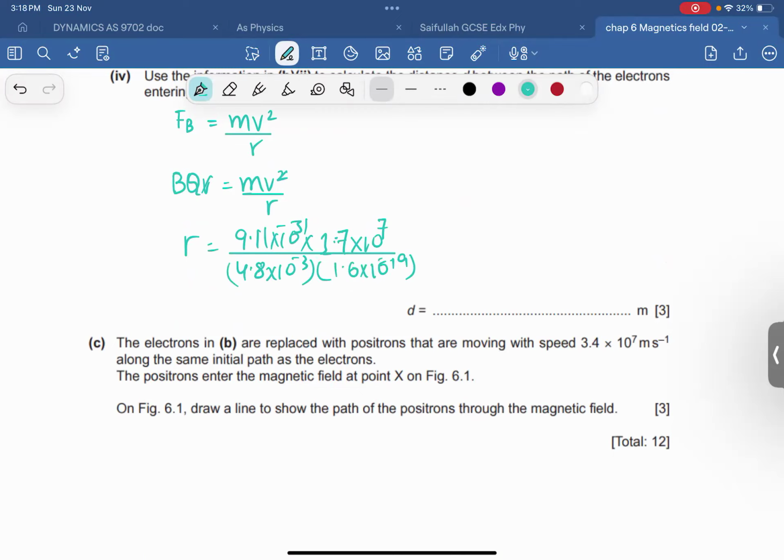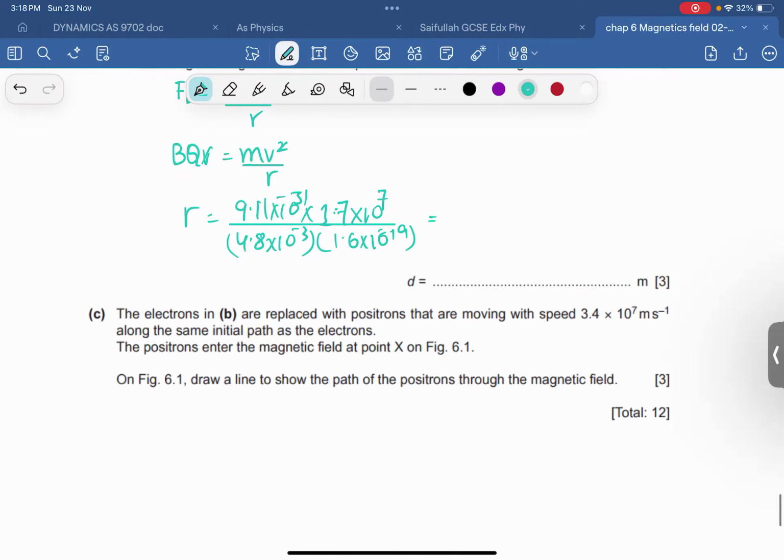So 9.11 exponent negative 31 into 1.7 exponent 7 divided by that, I'm getting 0.020. And yeah, times it by 2. So for the diameter, it should be 2 times 0.020. That gives me 0.040, right? Which is 4 centimeters.